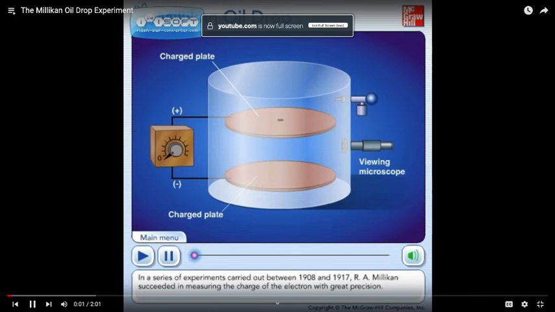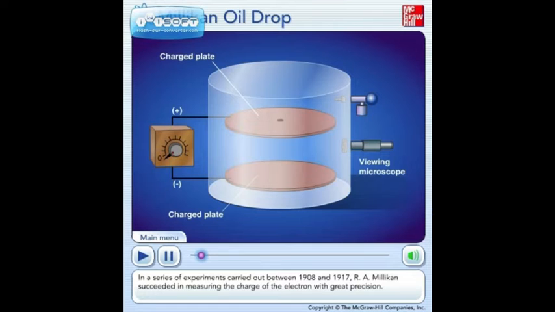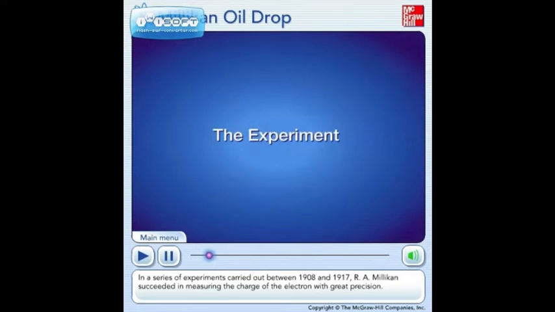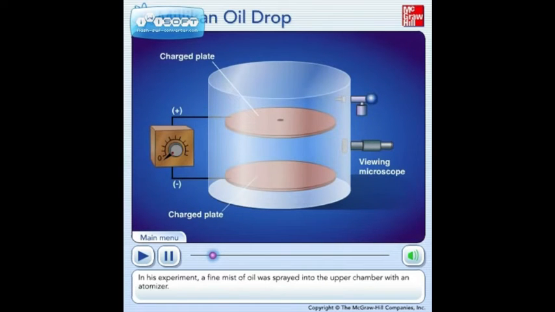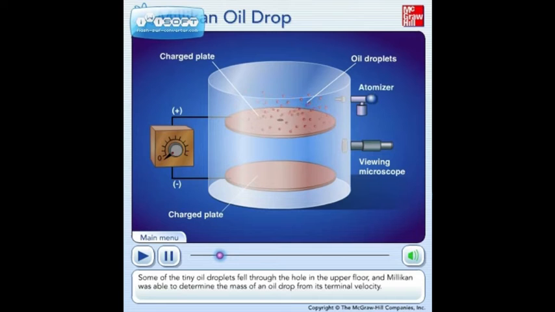In a series of experiments carried out between 1908 and 1917, R.A. Millikan succeeded in measuring the charge of the electron with great precision. In his experiment, a fine mist of oil was sprayed into the upper chamber with an atomizer. Some of the tiny oil droplets fell through the hole in the upper floor, and Millikan was able to determine the mass of an oil drop from its terminal velocity.